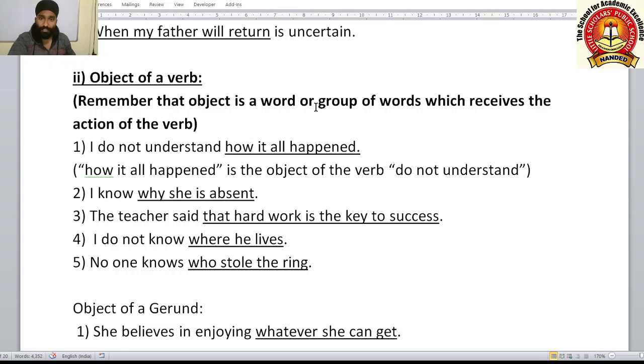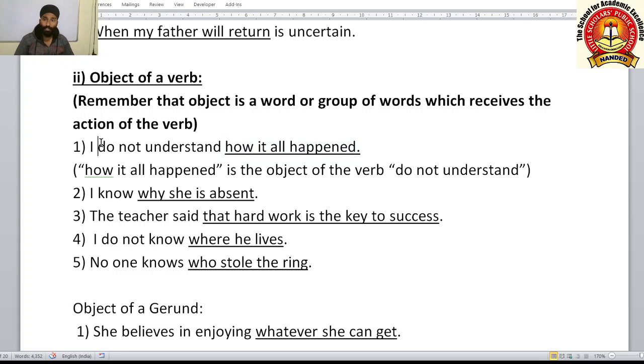Remember that an object is a word or group of words which receives the action of the verb. This thing you have to remember. Now let us understand this. I do not understand how it all happened. This I do not understand. So this is the object of the verb understand.